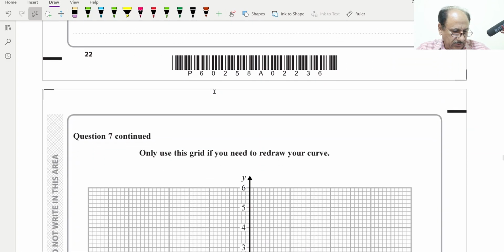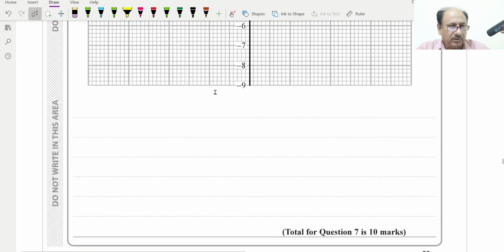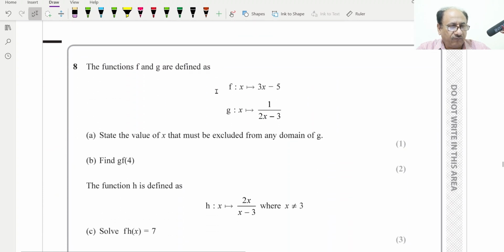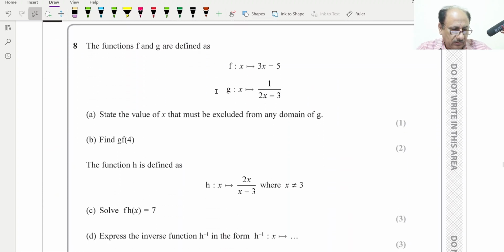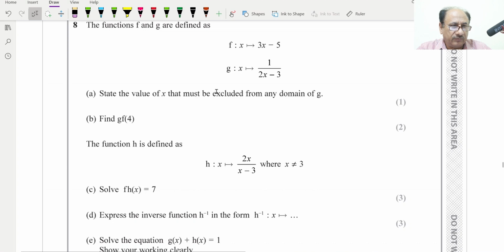Now we can move to next question, which is question number 8, and question number 8 basically is functions question. We have to solve this functions question. The functions f of x and g of x are defined. These are the functions provided, this is the f of x and this is g of x, and state the value of x that must be excluded from the domain of g.